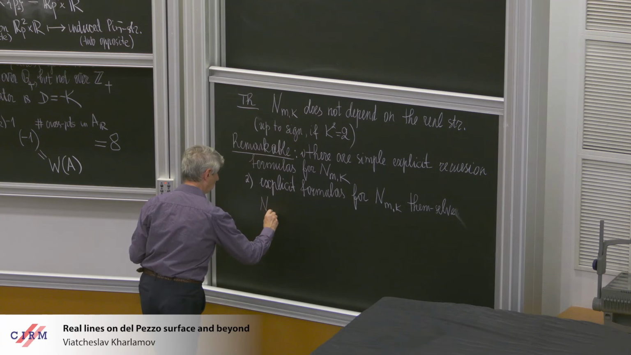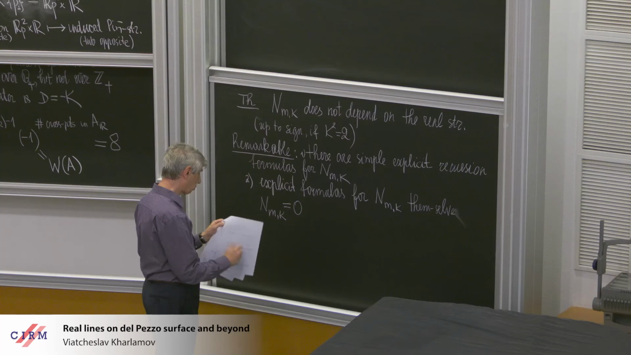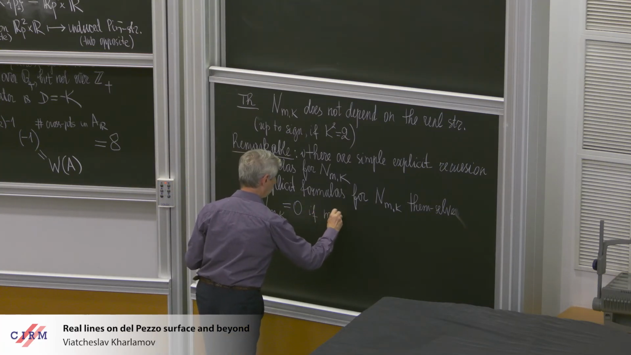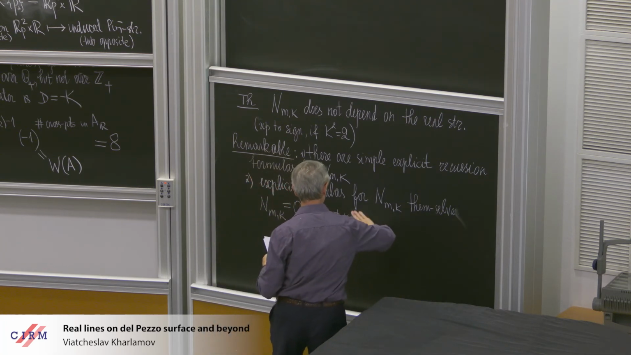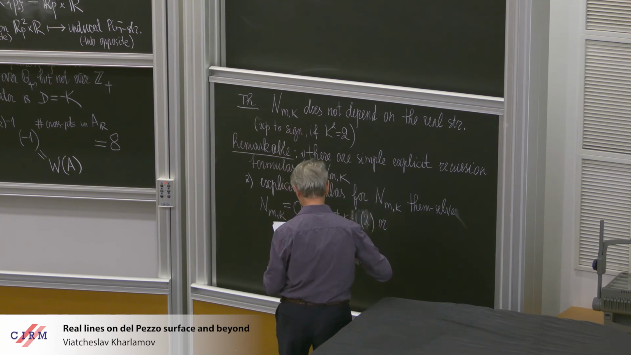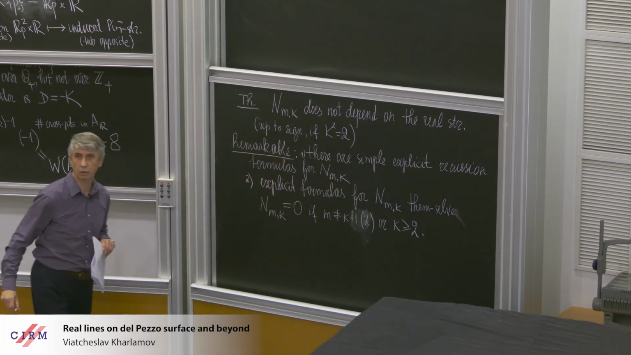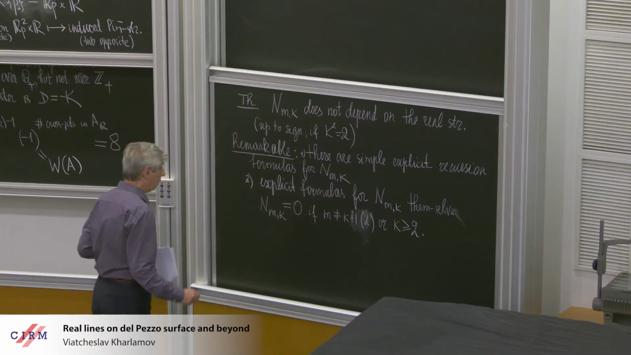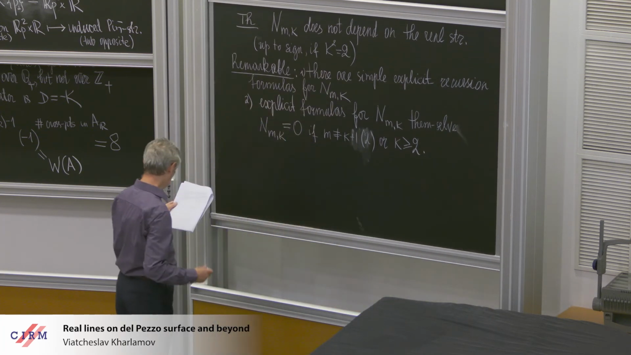So these numbers are 0 as soon as m is not congruent to k modulo 2. This is evident. k plus 1, sorry, k plus 1 modulo 2. What is less evident is that, and here you should ask Brugallé, if k is greater or equal to 2, they're just zeros. But the other ones are not zeros, and they behave as follows.